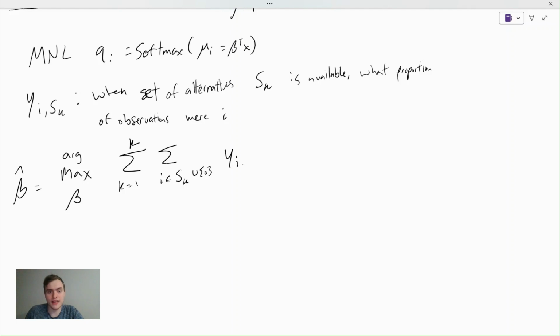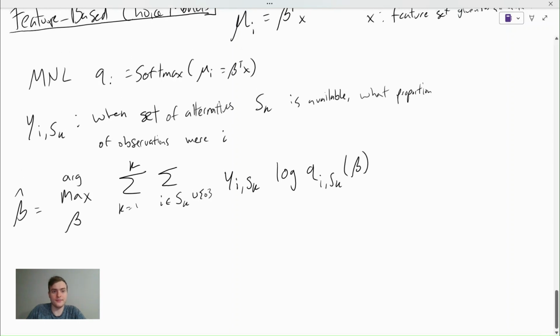So that's why i_sk is the empirical probability for that alternative i, and then we're going to multiply it by the log of q_i(sk) when we input beta. Right, so now q_i is a function of beta. We don't have these mu's given anymore. We're calculating the mu's from beta transpose x. And it's the sum of the log probabilities because we're doing the log likelihood.